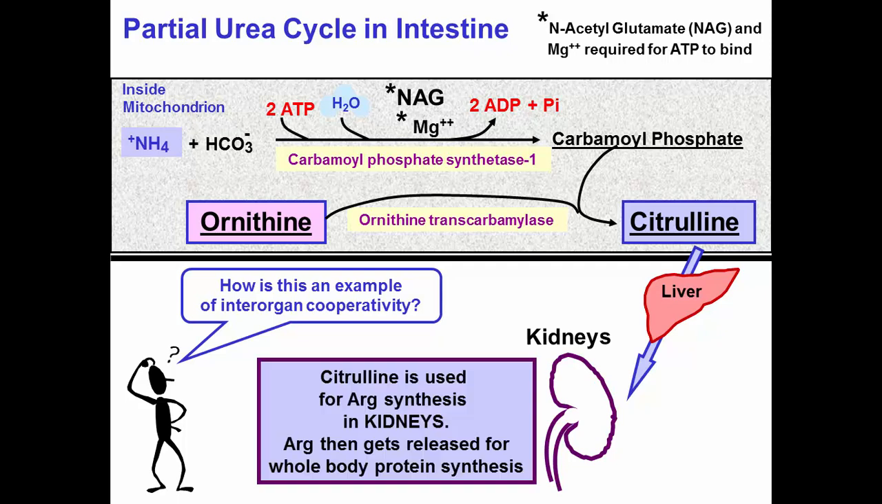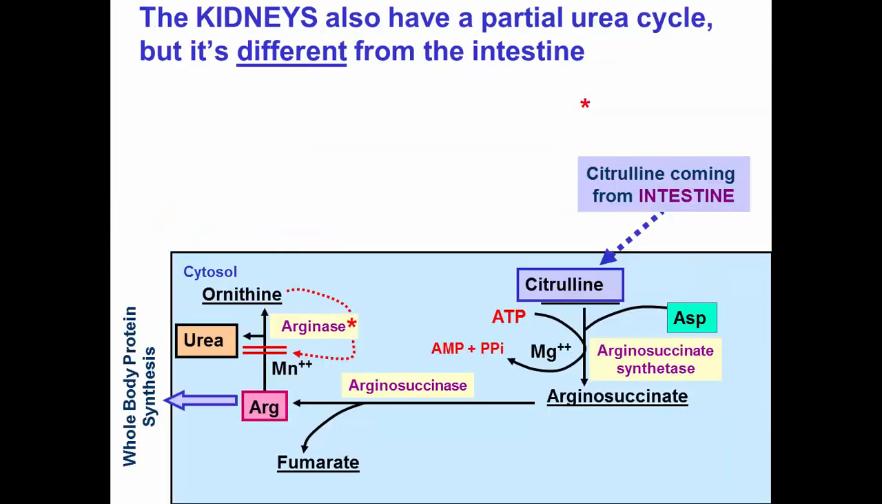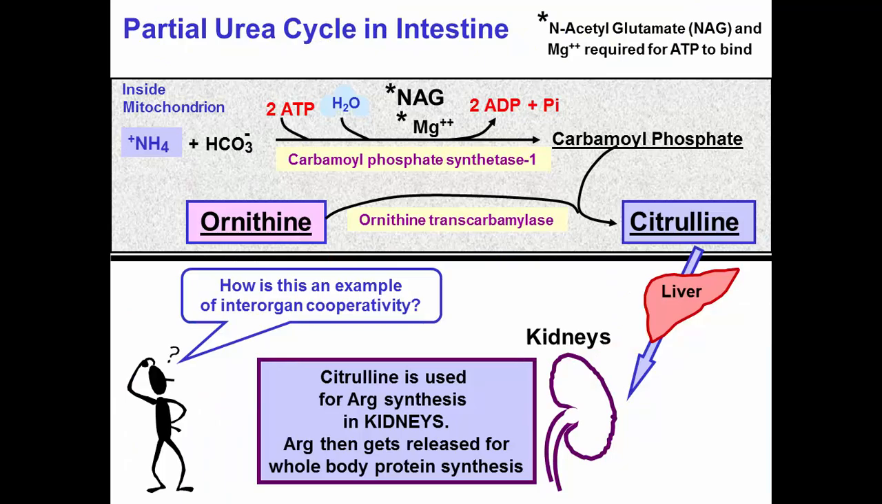I'm going to just click this because it's animated in a weird way. So citrulline is used to make arginine in the kidneys. I'm going to tell you ahead of time, I've put it in the next slide just to show you, the kidneys also have a complement of urea synthetic enzymes, but not the whole thing, right? So the kidneys can't make urea, the intestine can't make urea. They work together. It's inter-organ cooperativity.